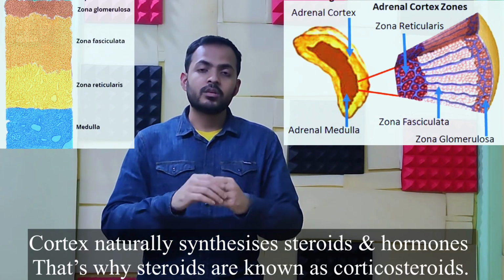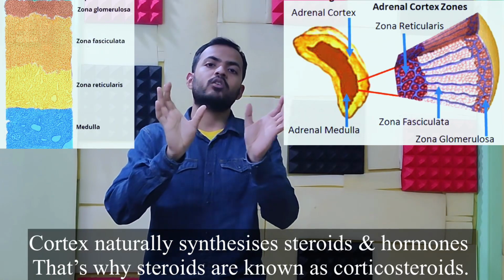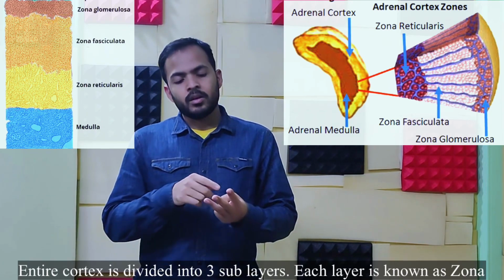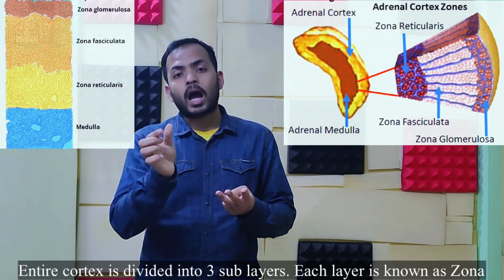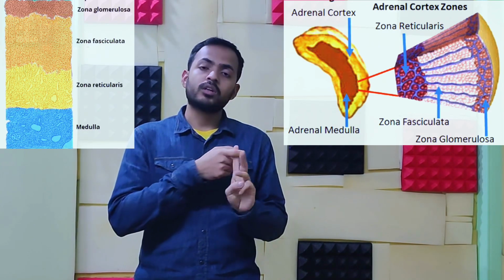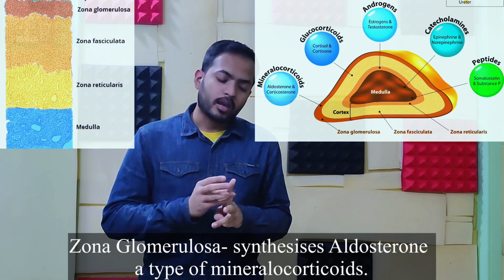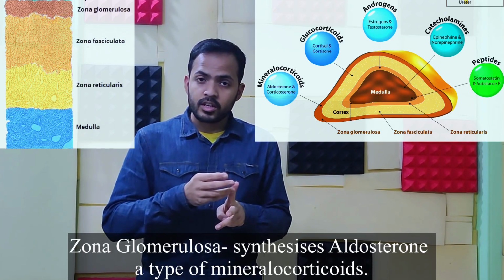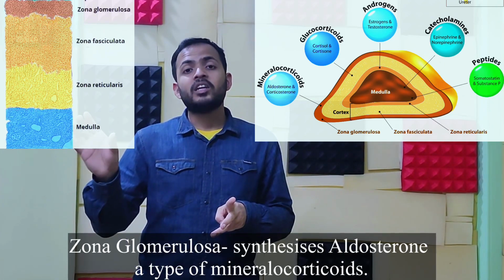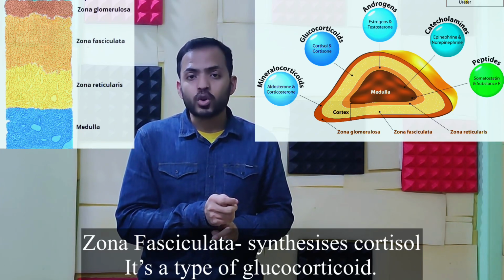That's why the steroid's name is corticosteroid, from cortex. The entire cortex is divided into 3 sublayers. Each layer is known as a zona, not zone, zona. The outer one is known as zona glomerulosa. This zona glomerulosa has a special type of cells which synthesize aldosterone. Now, this aldosterone is a mineralocorticoid.